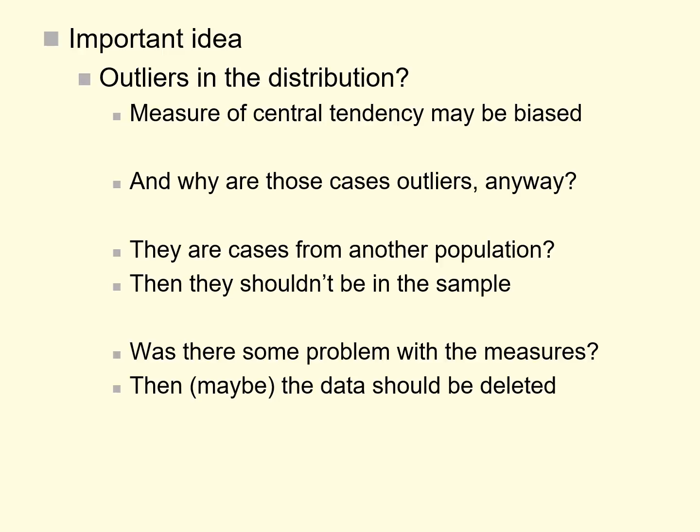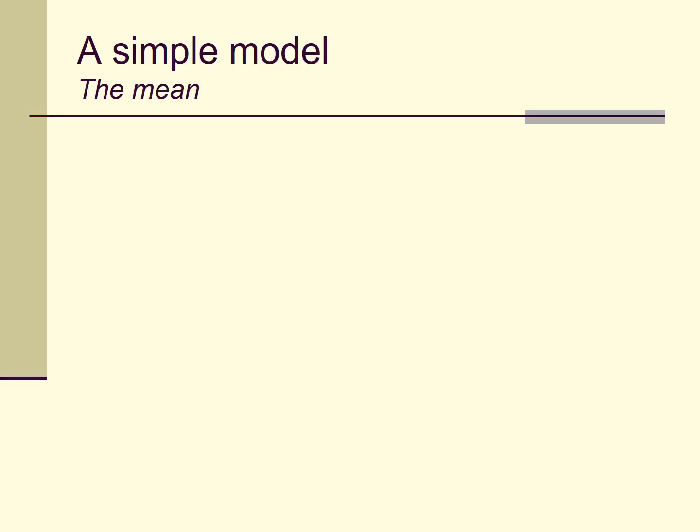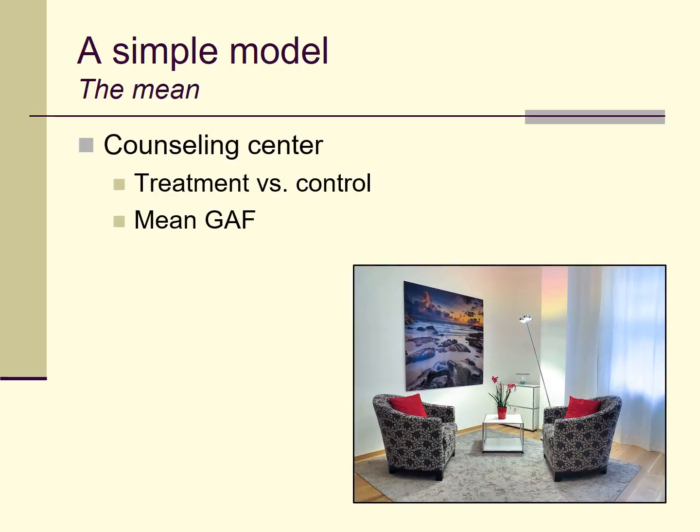With that in mind, I want to move on to the next section of my lecture. That section is called a simple model, and it's really just about that, a very simple model that you might make for data. I'm flipping back here to my example of the College Counseling Center. We have a treatment group, we have a control group. Ultimately, of course, we're going to be interested in what the average or mean level of functioning is in those two groups and whether or not there's a significant difference between the two.